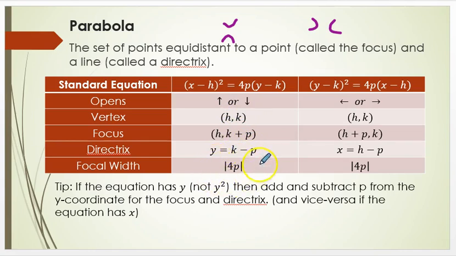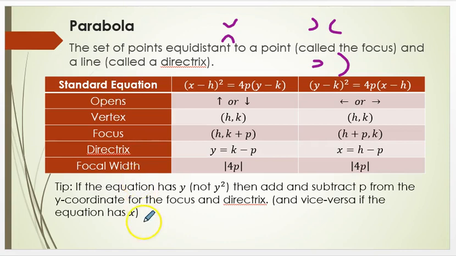And the last piece here is the focal width. This is the term that describes how wide the opening is. So if it's a small number, then it must be a very narrow parabola, and if it's a large value for p, then it would be a very wide opening for your parabola. The 4p, which happens to be exactly what you see written out front, 4 times p, you just need to take the absolute value of that number, and that will be your focal width. You don't need to have an x equals or a y equals on this.